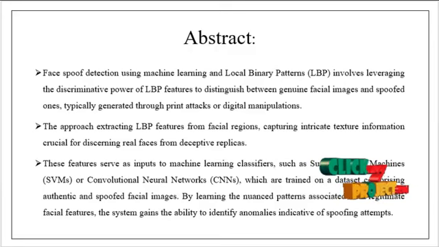These features serve as input to machine learning classifiers, such as support vector machines, or else deep learning convolutional neural networks, which are trained on a dataset comprising authentic and spoofed facial images. So feature extraction and classification is done for both the authentic images as well as the spoofed facial images. After the classification, the machine learning should be able to recognize whether the input belongs to the genuine or else the fake.